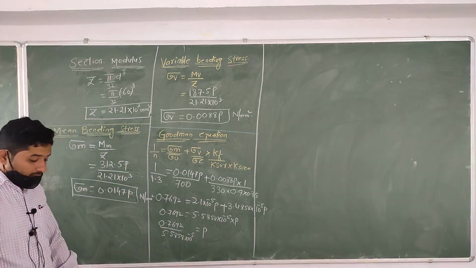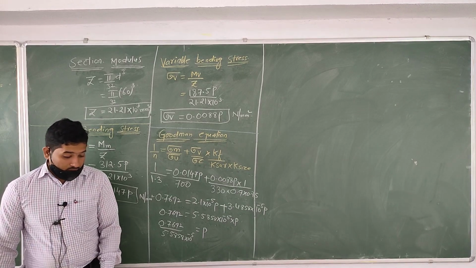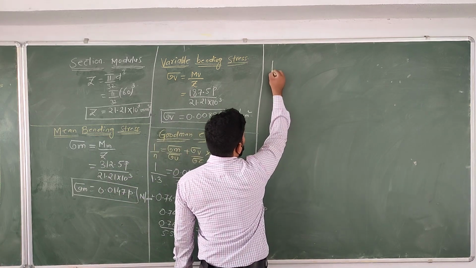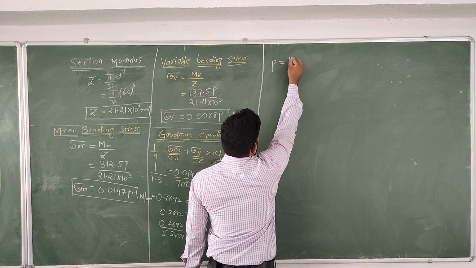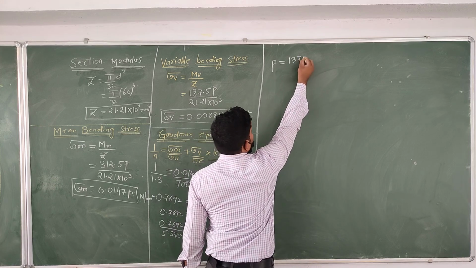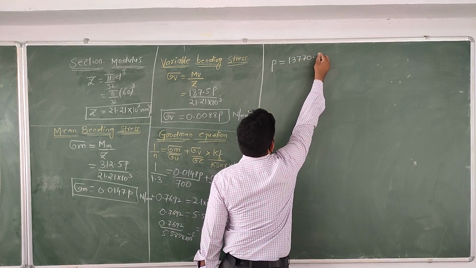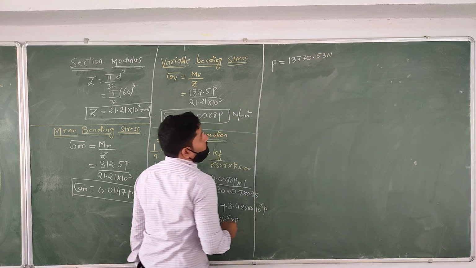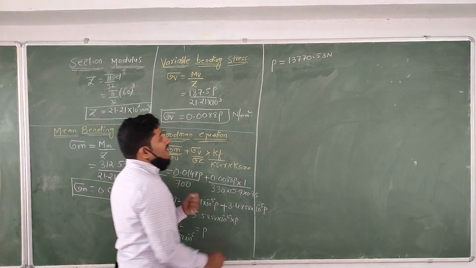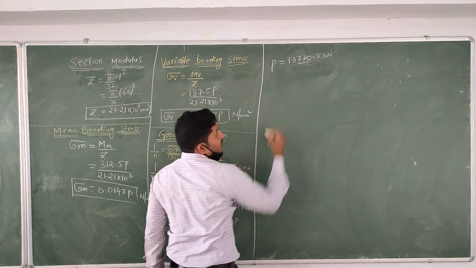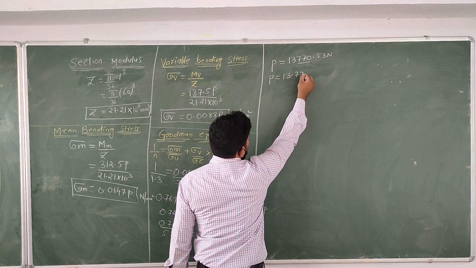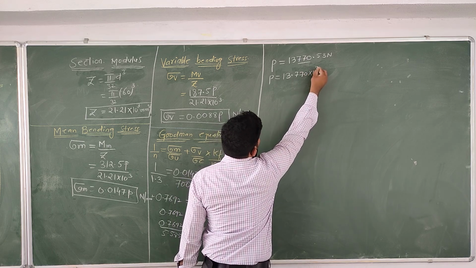If you divide this term, then you will get the value of 13770. So here I am getting the value P equal to 13770.53 Newton. If you want to find out in kilonewton, this means that you need to remove the 3 digits. Is it right? Then it should be P equal to 13.770 into 10 power of 3 Newton.